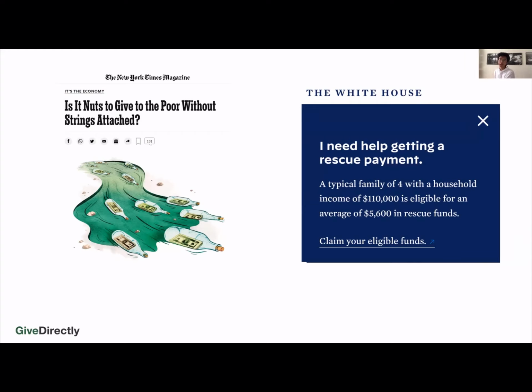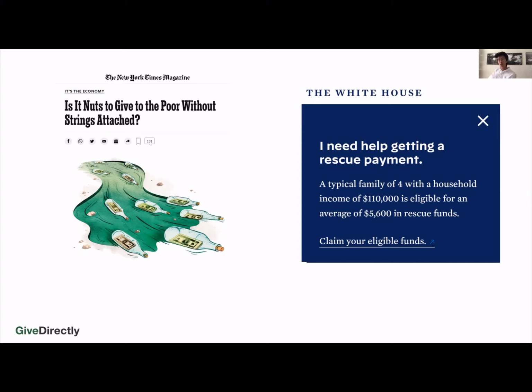And then on the right is a page taken from the White House's homepage, talking about cash payments directly to families in need 8 years on, basically this year, saying that families making under $110,000 a year will receive an average of about $5,600. And all told, the U.S. during the pandemic is spending about $800 billion in terms of direct cash relief to families in need.